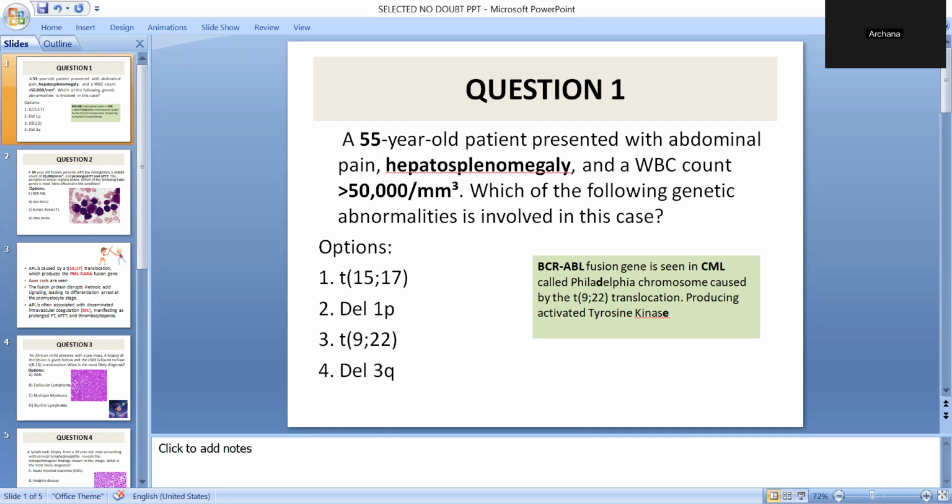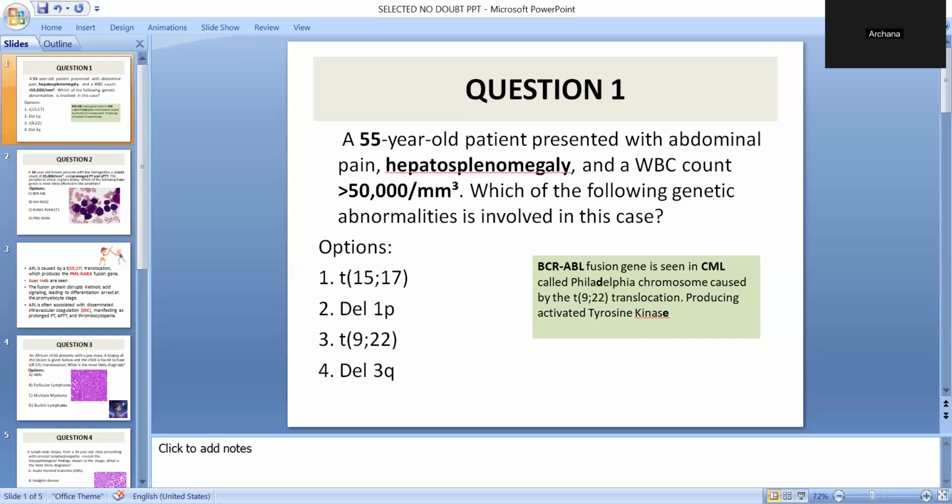The broad topic for today in pathology is something that is core of hematology, which is about the leukemias and the lymphomas. When the questions come, I will be explaining in short how to remember each thing properly, how to rule out the distractors, and how to boil down to the right keys. Question number 1 states that we have a 55-year-old patient who's presenting with abdominal pain, hepatosplenomegaly, and a WBC count of more than 50,000 per mm cube. Which of the following genetic abnormalities is involved in this case?